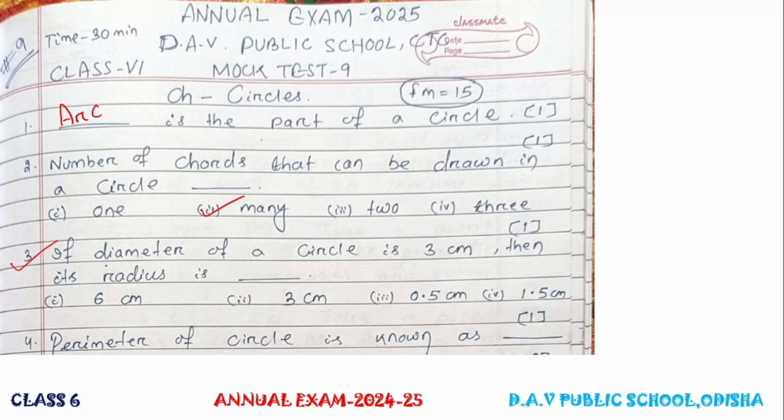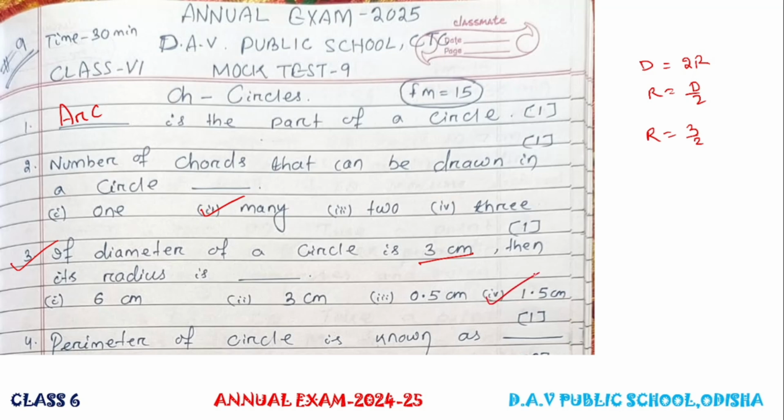Next question. If the diameter of a circle is 3, then what is the radius? First of all, remember the relation between diameter and the radius. So diameter equals 2r and r equals d by 2. So here d is given. So r equals 3 by 2, that is 1.5 centimeter.